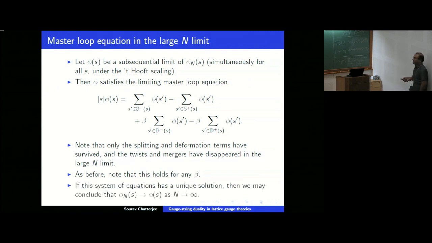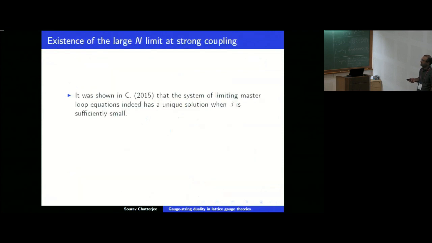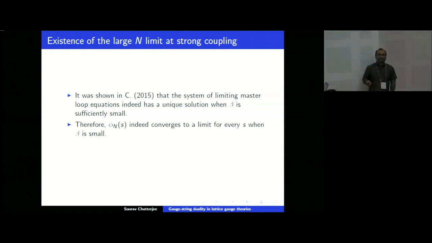Now, if this system of equations has a unique solution, then we may conclude that the phi_n's actually converge to this limit. So one has to show that this system of equations, note that this is a system of equations over all strings, has a unique solution. And if it has a unique solution, then we may conclude that there is a limit. What I showed is that this system of equations indeed has a unique solution when beta is sufficiently small. And therefore, phi_n converges.